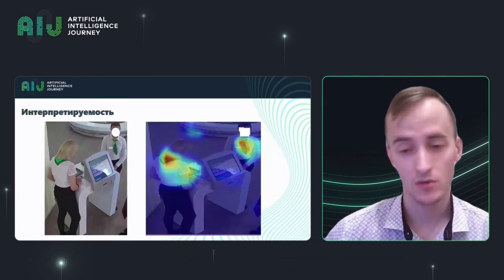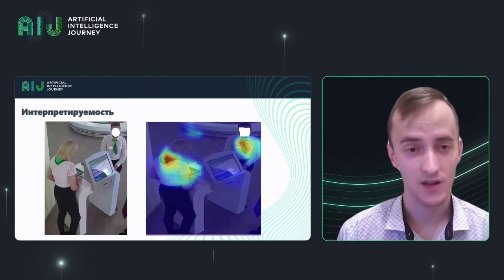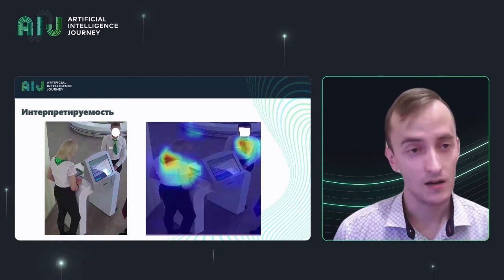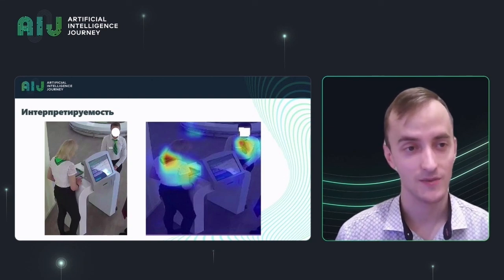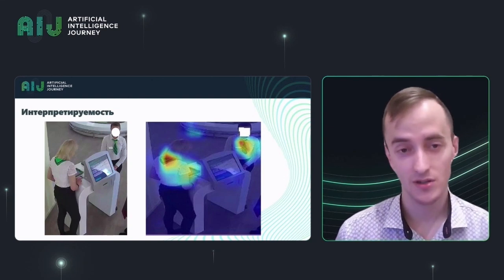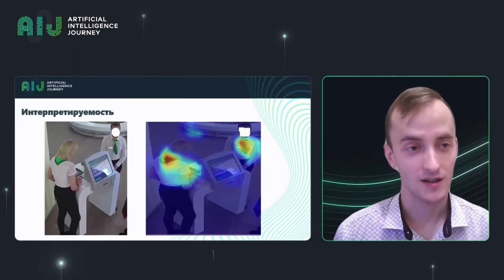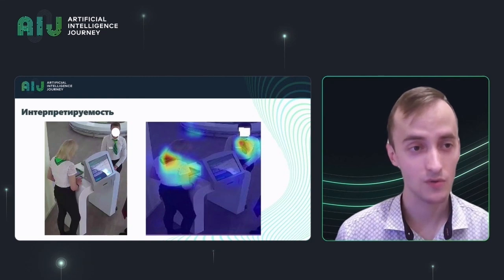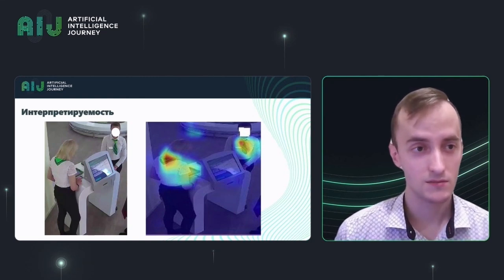So let's apply it to the neural network that we've got. And here, the class is Sberbank employees. So we applied it, and we see that, as a rule, the most important feature for employees is a green tie and sometimes a tablet. And that is indeed true, because all Sberbank employees in offices wear a uniform that has these attributes.